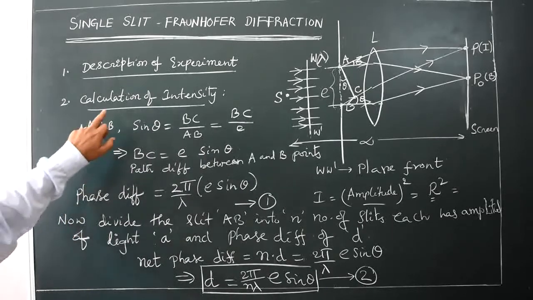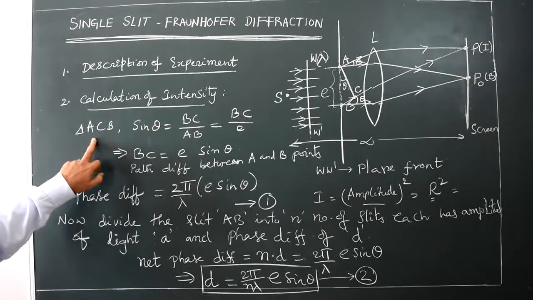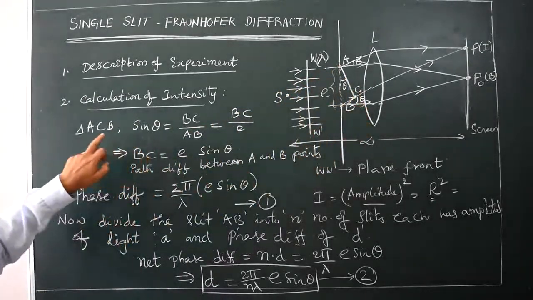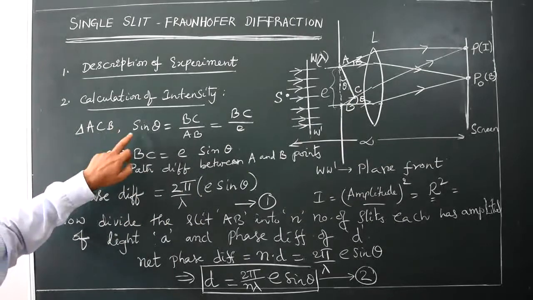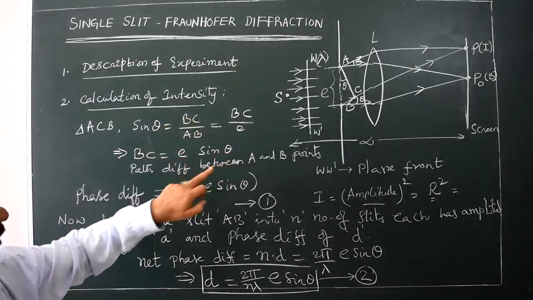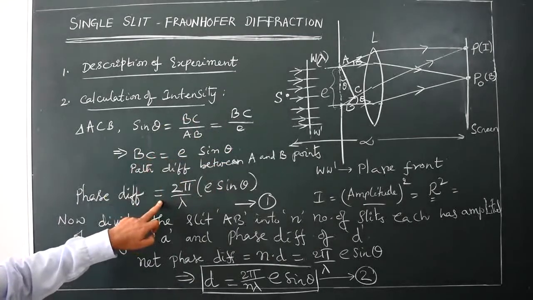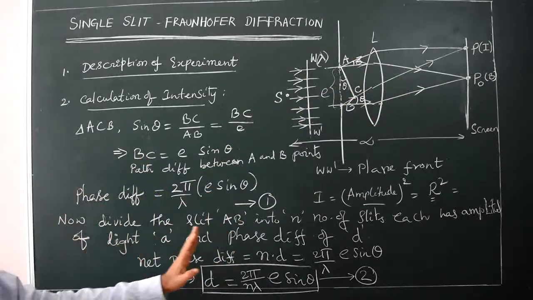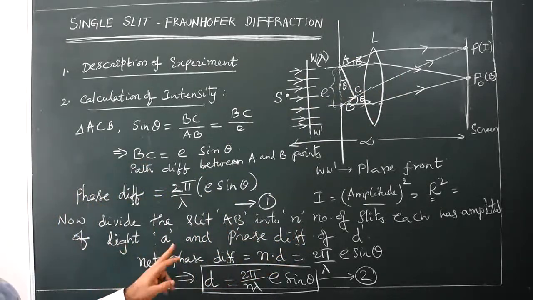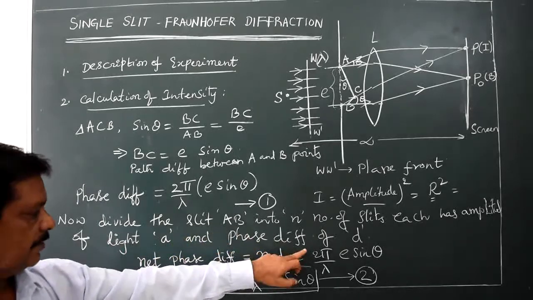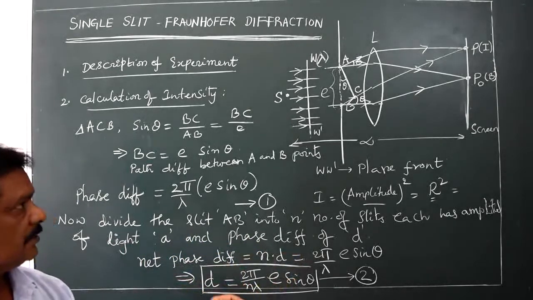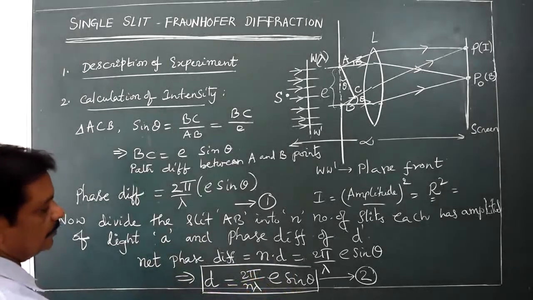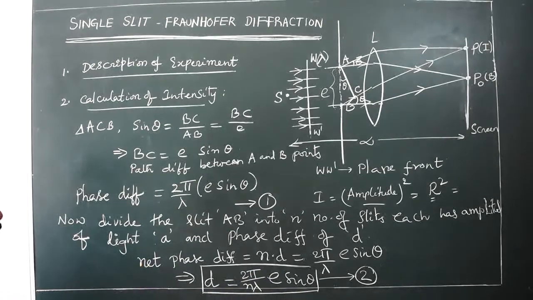So once again, this is the calculation of intensity. To calculate intensity, draw a normal AC onto B, and there we have ACB, a right-angled triangle. From this triangle you can write sin theta is equal to BC by AB. You have calculated the path difference and phase difference. To calculate the resultant amplitude at P, divide the slit AB into n number of slits, each having amplitude a and phase difference d. The phase difference of each light ray from the small slit is d is equal to 2 pi by lambda into e sin theta. Call it equation 2.